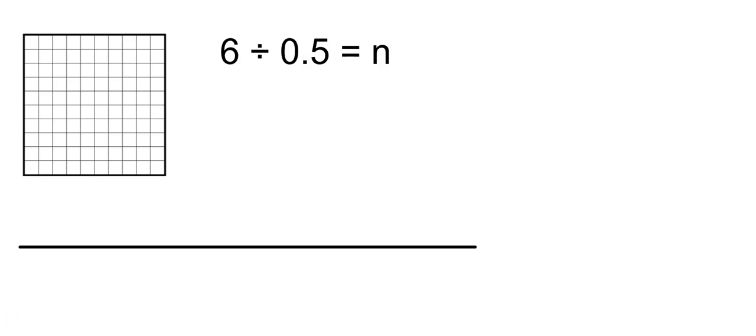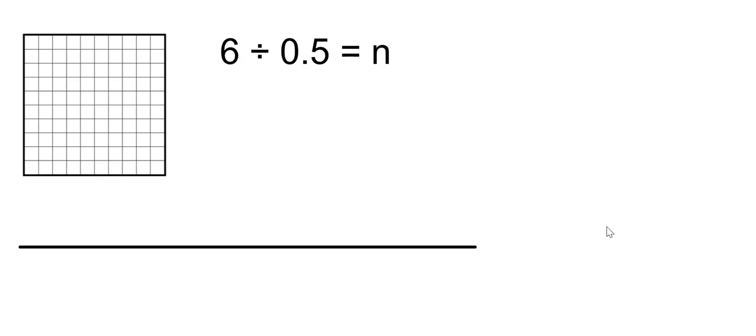So here is your first problem. 6 divided by 5/10 equals an unknown. So pause the video and try to solve this. We have a couple of math tools here. One, I have a number line, and the other one, I have a 100 grid. So you can use math tools also when you're solving. So pause the video and then we'll solve it together.